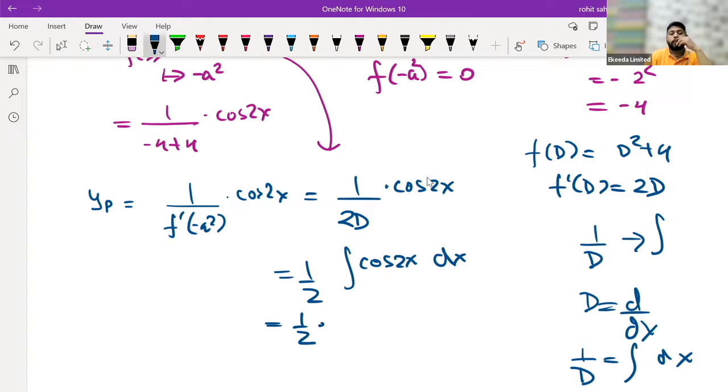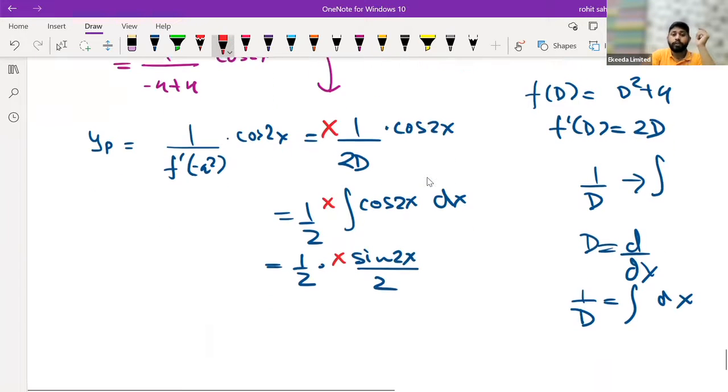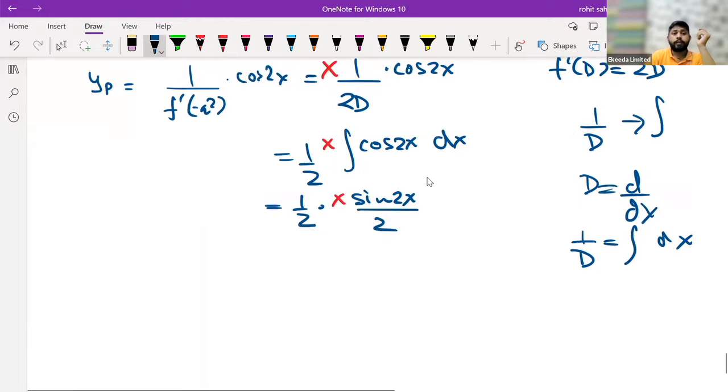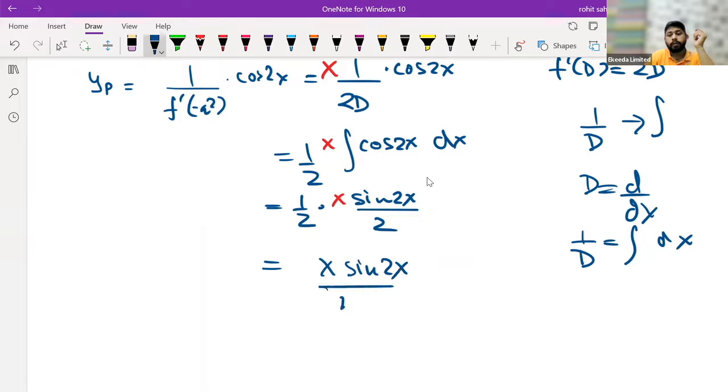1 by 2 cos 2x comes from sin 2x, and divide by 2 will come. So it should be 1 by 4. Yes, one term I missed here: if you have done differentiation, then x should come here. You don't have to integrate x, you only have to integrate the cos 2x term. So that means this should be x sin 2x by 4. This is your particular integral.